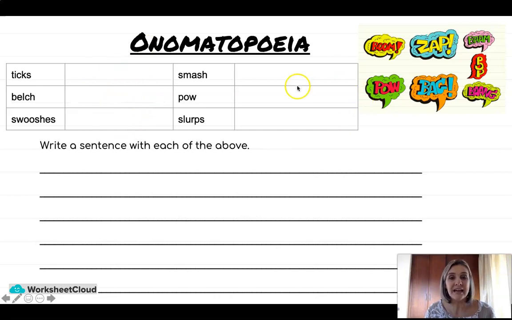So fill in the objects here, and then what I want you to do is write sentences for each of the above. So once you've got something, whatever it is, please write a sentence with each one. So I should see a sentence with the word ticks, belch, swishes. In your sentences, you should have 6 of them. So again, pause the video, really participate in these. They're going to improve your writing and get you used to using examples of onomatopoeia. So off you go.